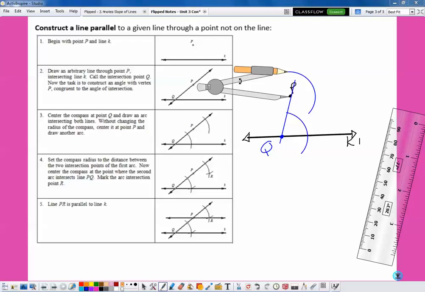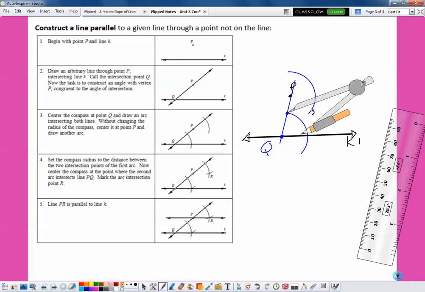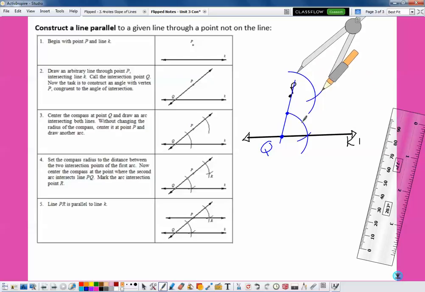Next, I need to use my compass to measure the distance between the intersection points from my first arc. So I'm going to put the center of my compass on this intersection. Spin this around, and I'm going to open it up till it is the same size to my other intersection. So there, and I'm going to draw a little arc. Then I'm going to move my compass up to this intersection and draw a little arc.